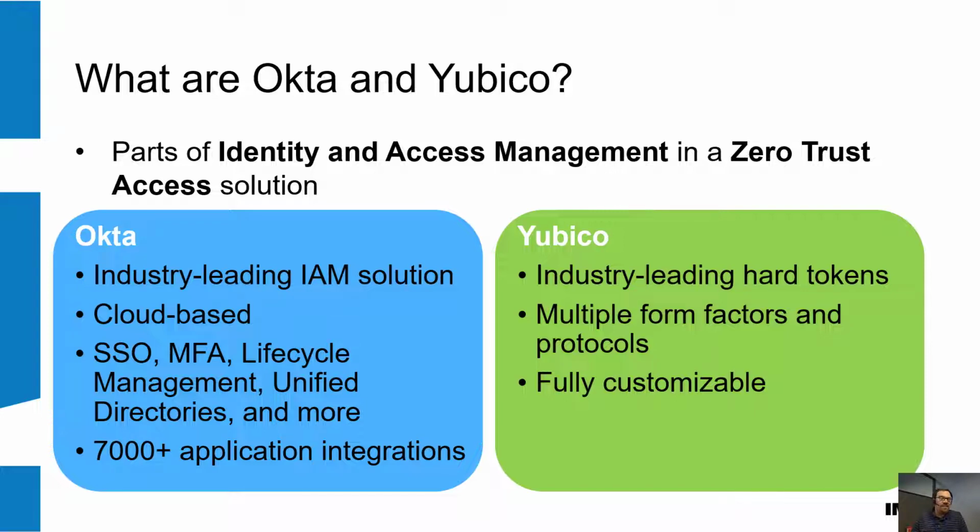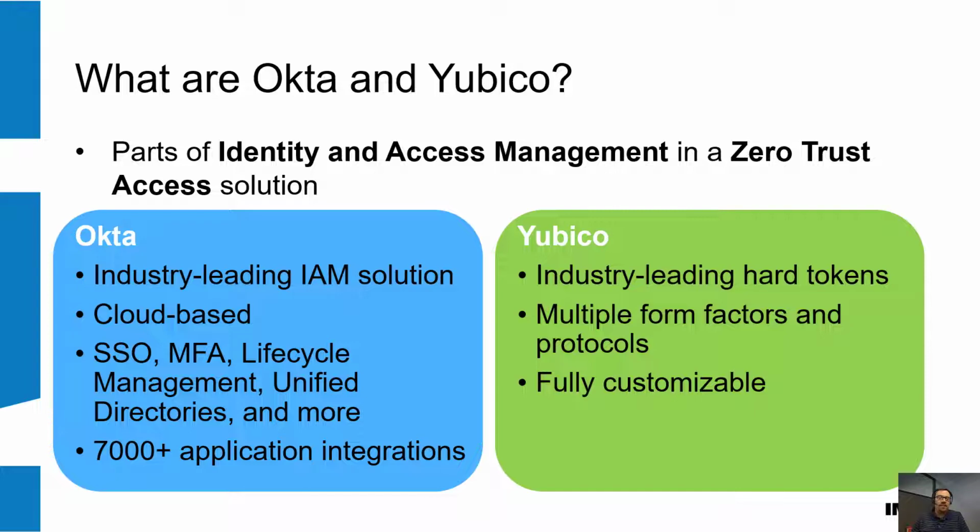So Okta is our IAM half. It's the industry leader for IAM solutions. Doesn't matter which industry survey or paper or what else you look at, they're always in the lead. They're a totally cloud-based service, nothing you have to install on-prem unless you want to for your legacy apps. They offer the total package when it comes to IAM, so they have SSO, they have MFA, adaptive MFA as well, lifecycle management, unified directories, more of everything you could possibly have for IAM, and 7,000-plus pre-made application integrations.